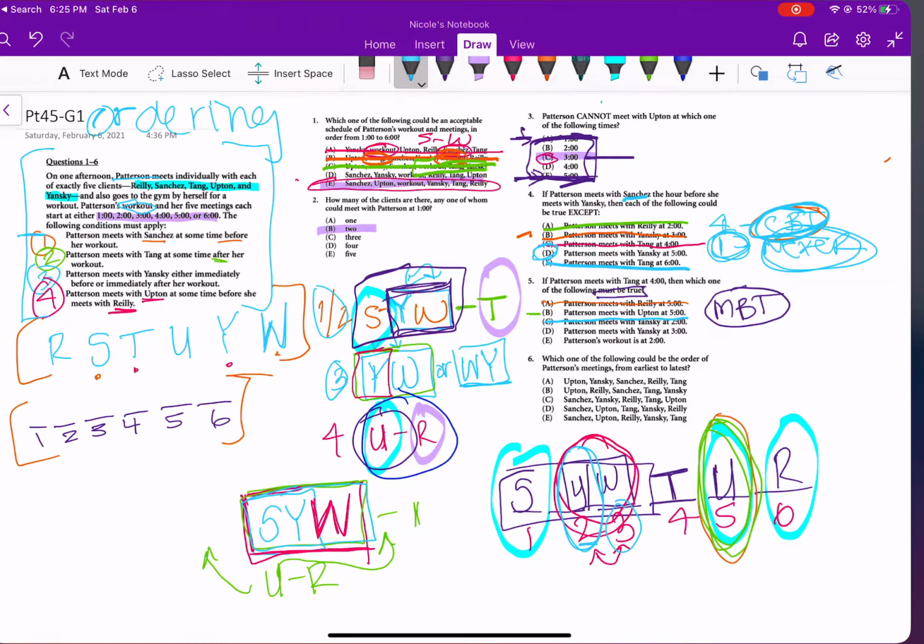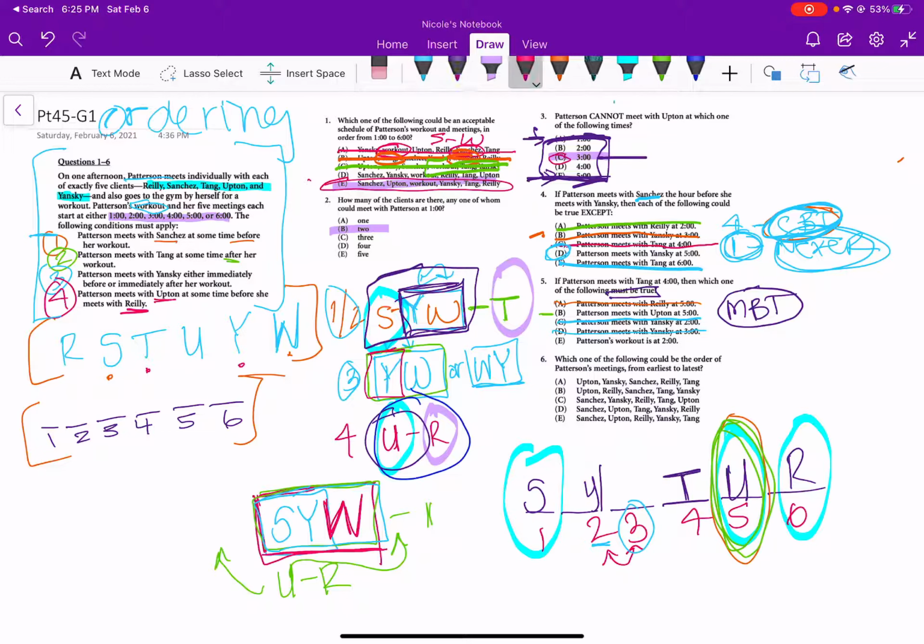And then lastly, E, P's workout is at 2. Well, this is the same thing. We're looking at this W right here. Oh, it erased a lot, but we had a W here. And W does not have to be at 2 or 3 because it could go in either spot. So our answer is going to be B.